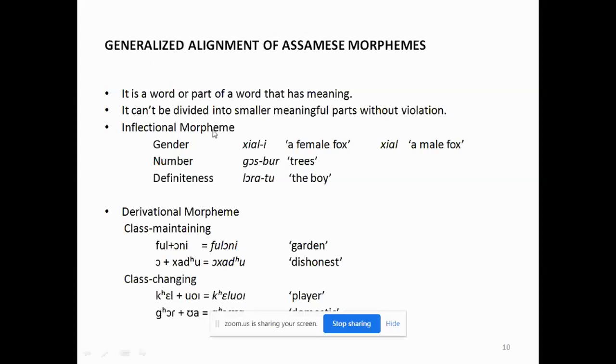Second example, gosbur, that means trees. The suffix bur is added to the root. And the third example, tu, that is a definite marker. Laura tu means the boy. The suffix tu is added here.